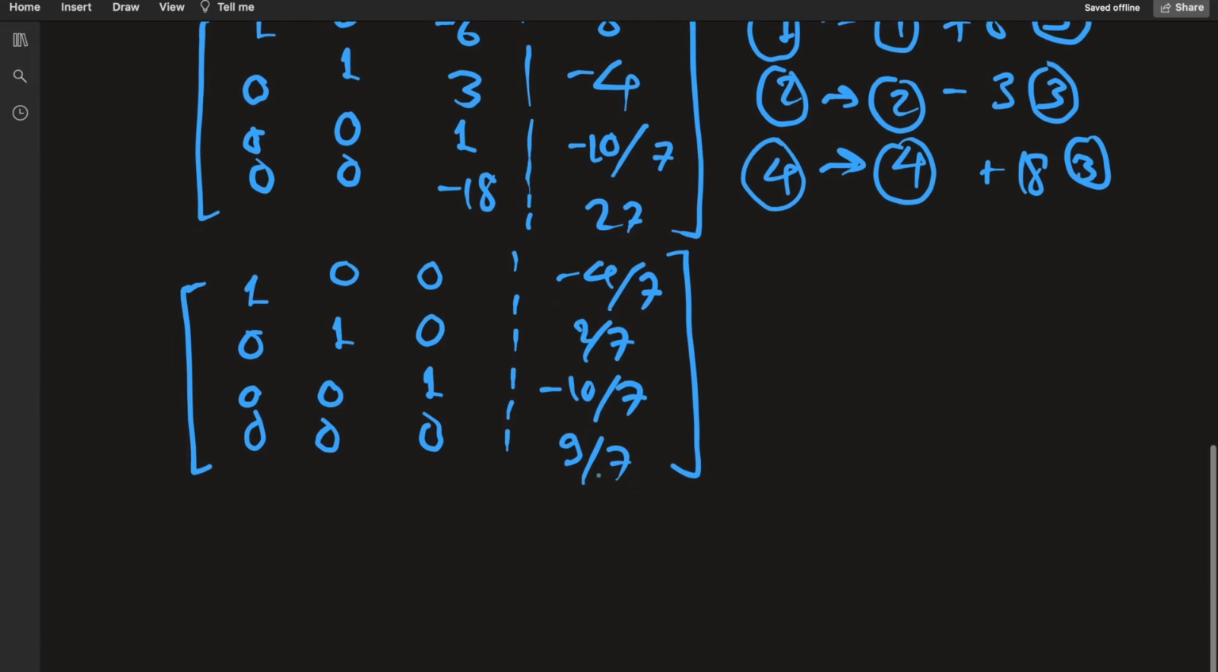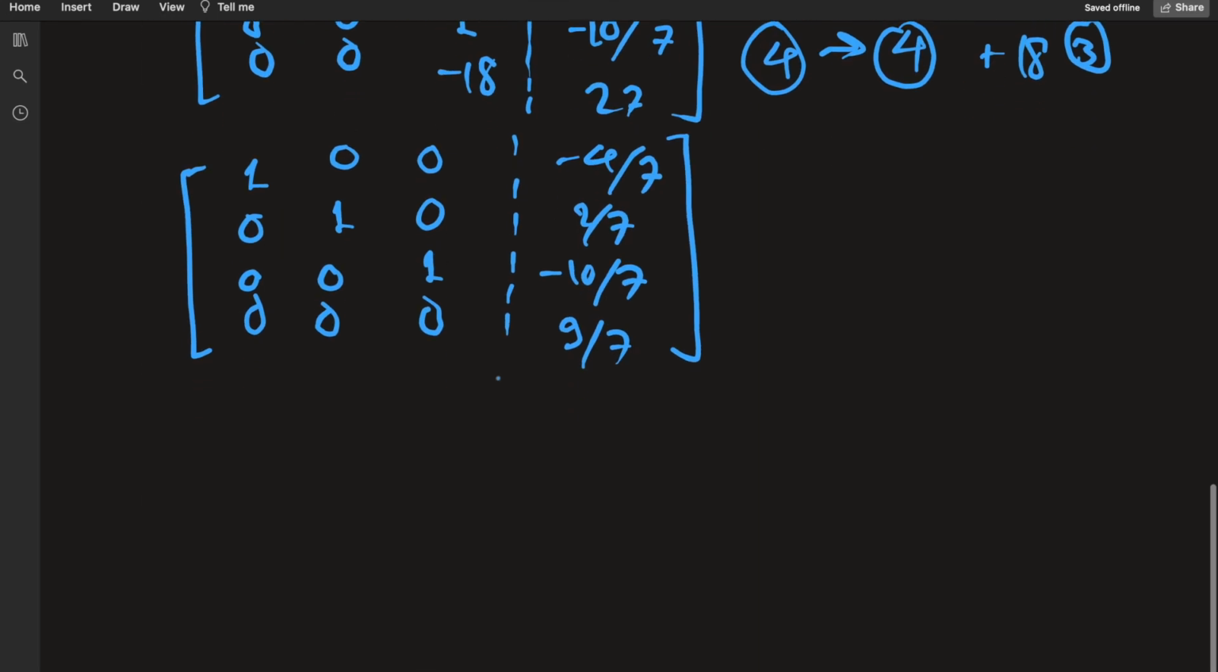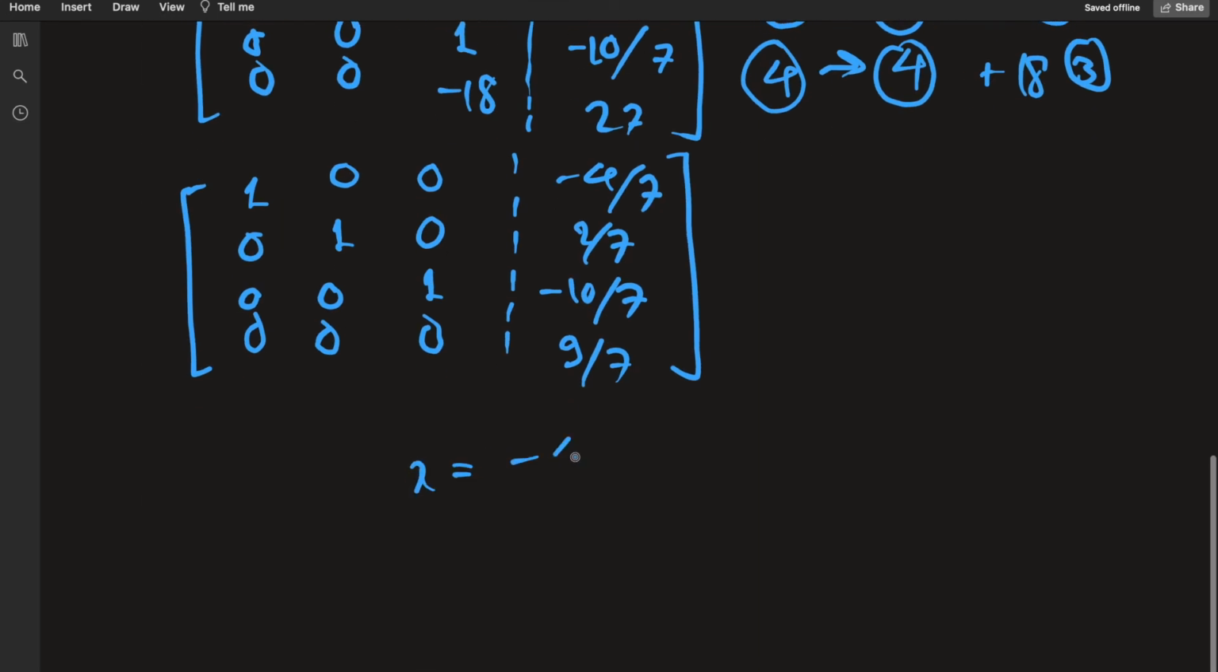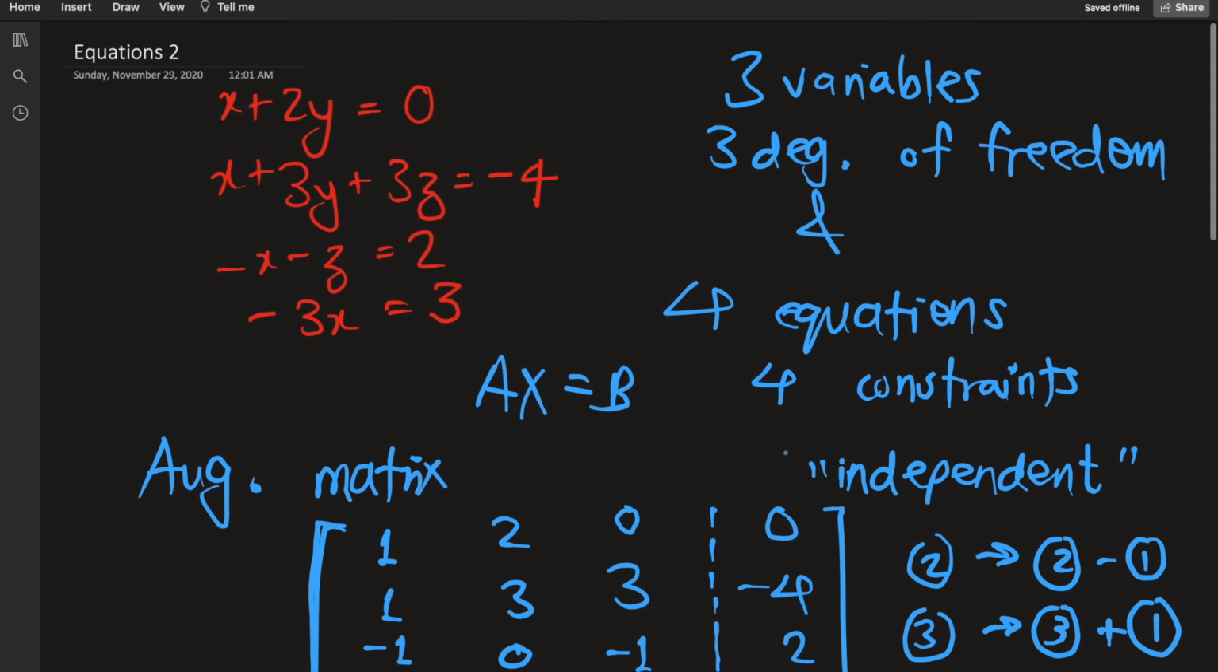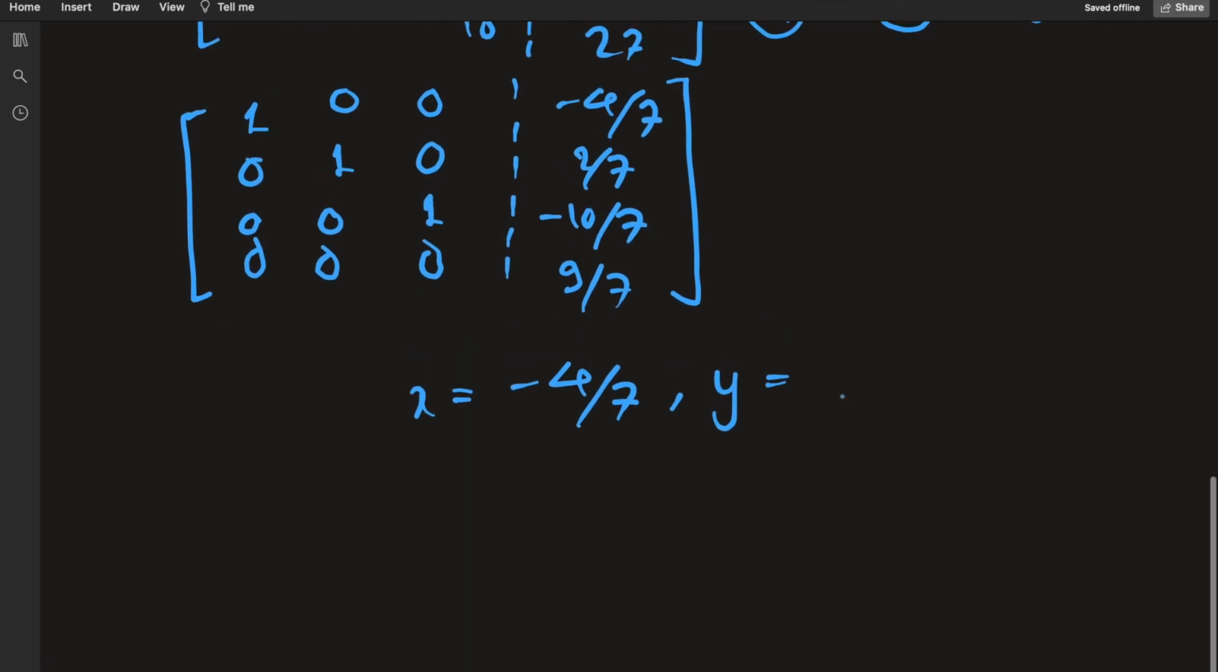And if we basically plug this back into this original equation, Ax equals b, we get x is negative 4 by 7, y is 2 by 7, z is negative 10 by 7.